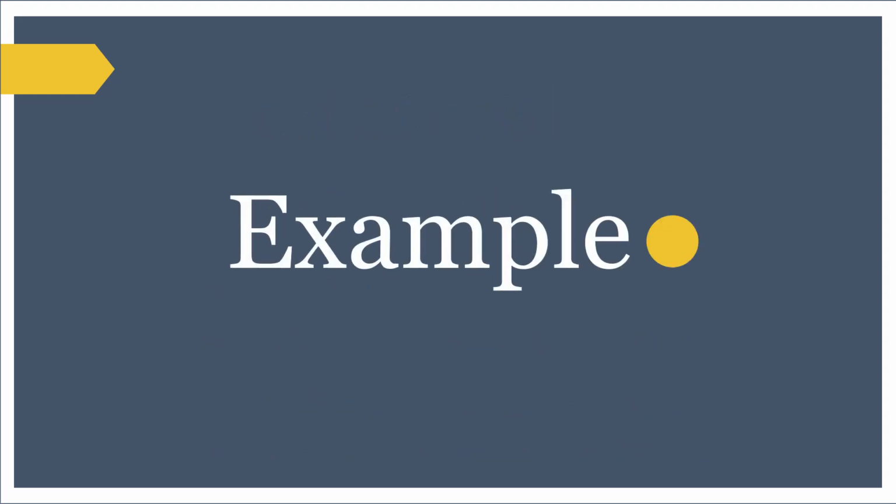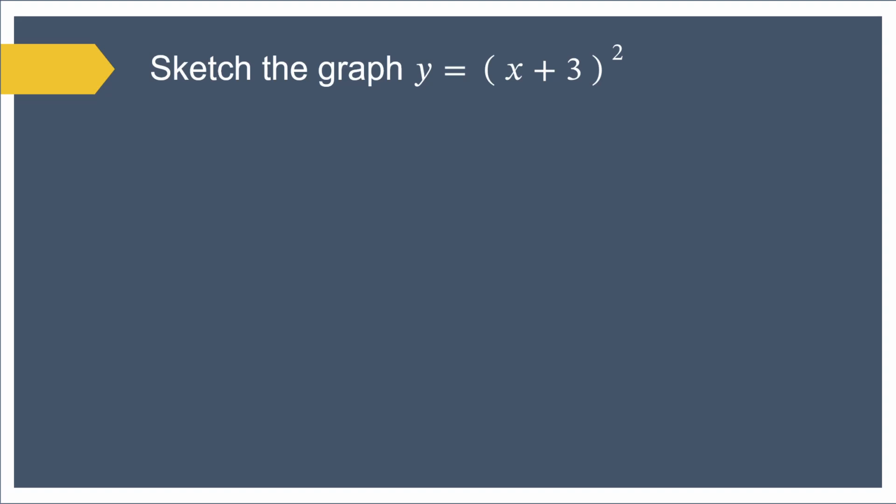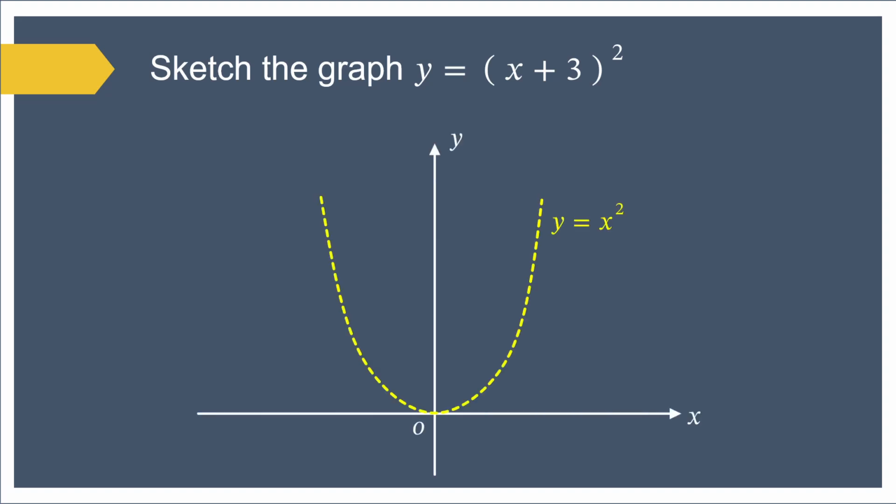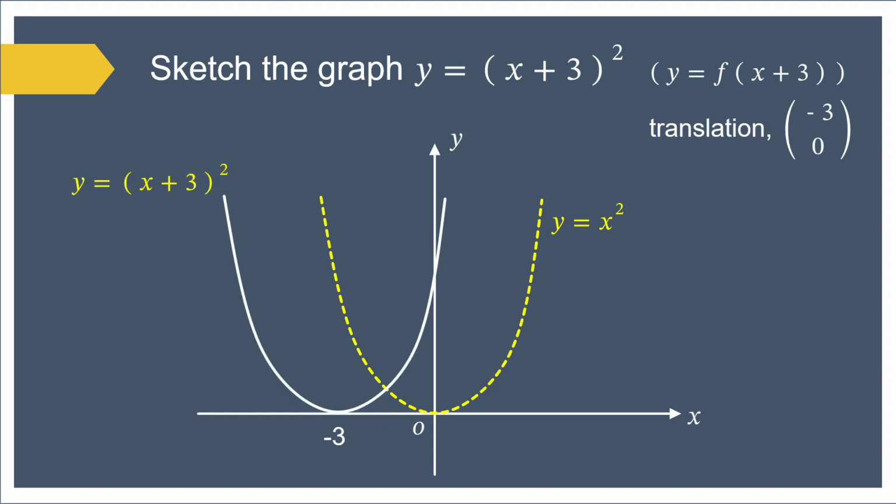Here's an example. Here we're asked to sketch the graph y = (x + 3)². Now, the graph we know is the graph of y = x². And for the graph of y = (x + 3)², in function notation, it would be the graph of y = f(x + 3). And since 3 here is positive, it means the graph should shift to the left by 3 units. So the graph of y = (x + 3)² should therefore be this one, which represents a shift of the original graph parallel to the x-axis in the negative direction.